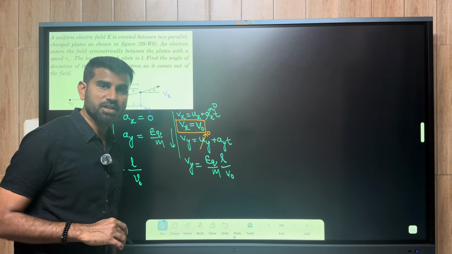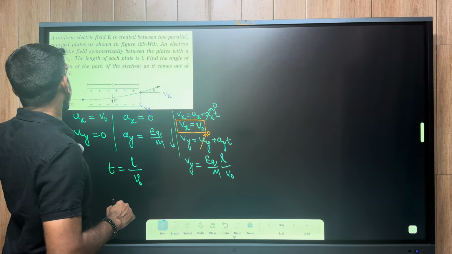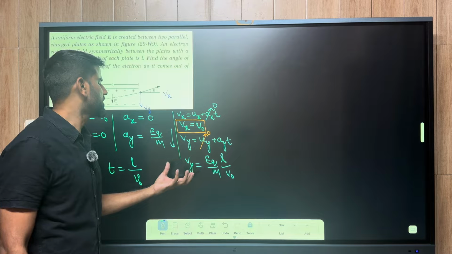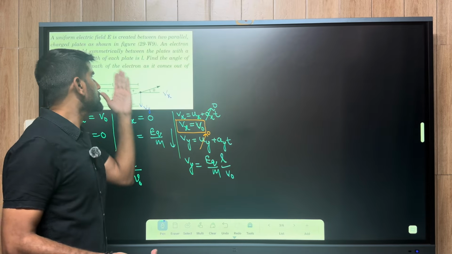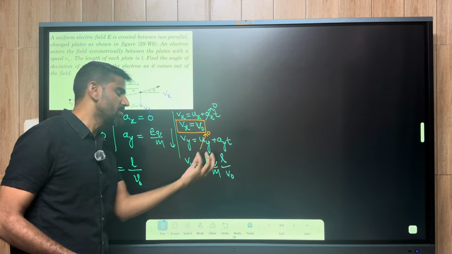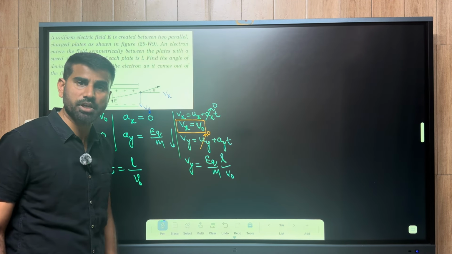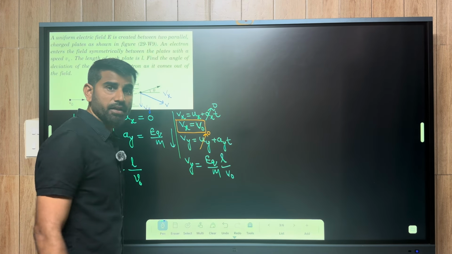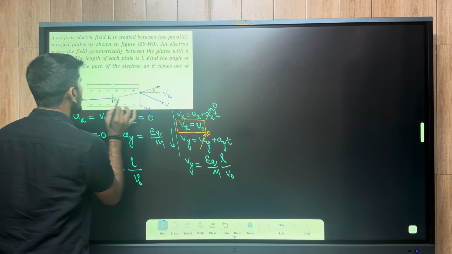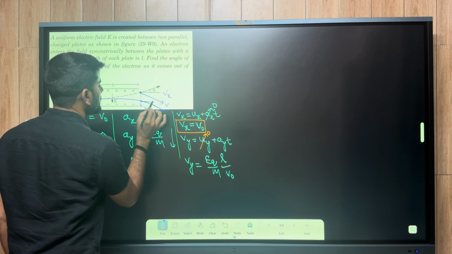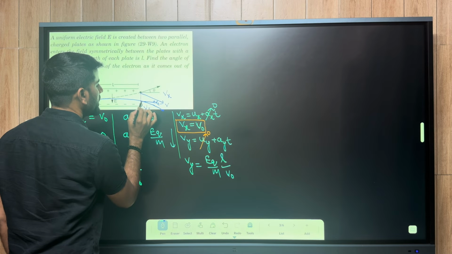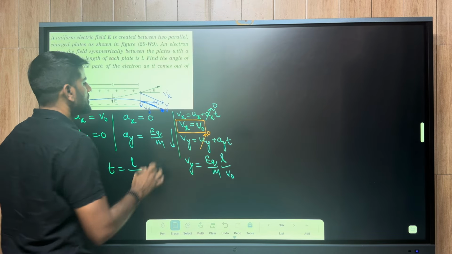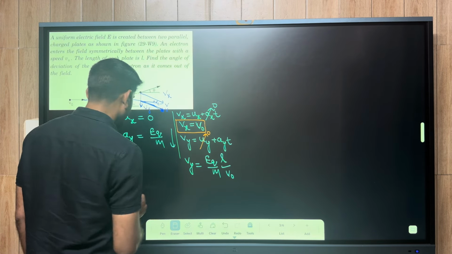The charge is taken as q, but we are given an electron, which is negatively charged. I'm discussing the general case here. You can inject the given data into these final equations. So the resultant will be in this direction, V, the deviation. In that case, this is Vx, this is Vy, and this is V.